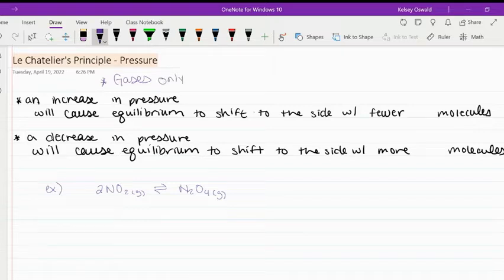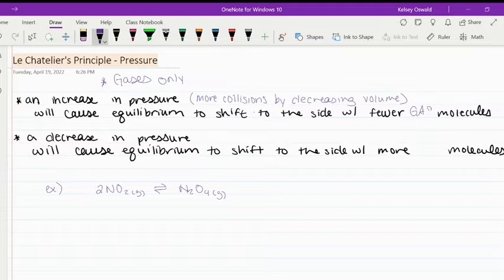So we have two things that can happen to our pressure. We can increase it and we can decrease it. If we increase our pressure, remember, we can increase our pressure or our number of collisions by decreasing our volume. If we cause an increase in pressure, or more collisions within that container by decreasing our volume, our equilibrium is going to shift to the side with fewer gas molecules.